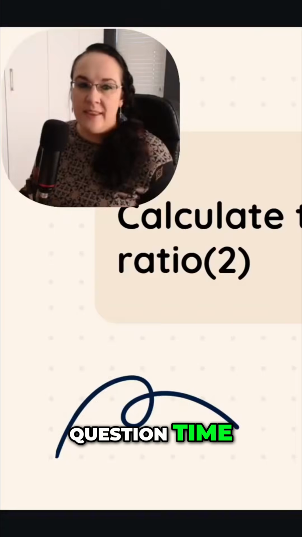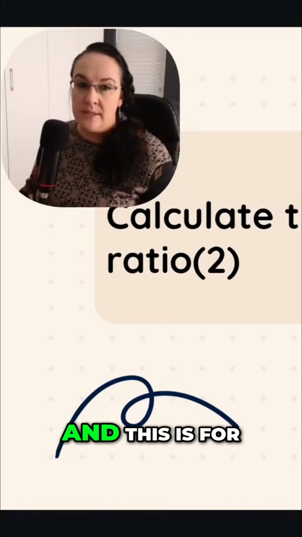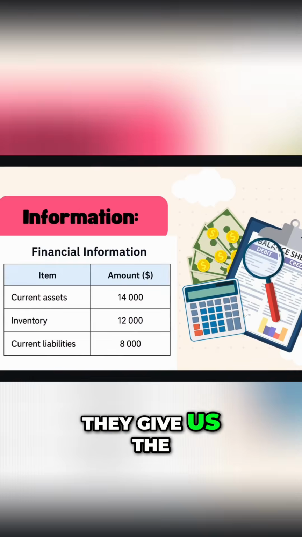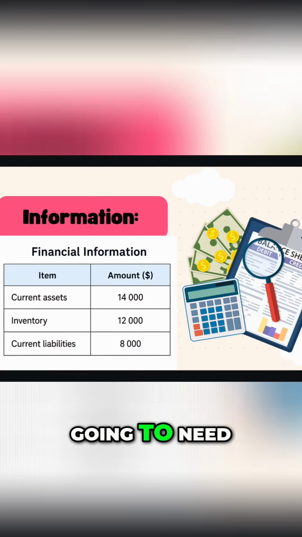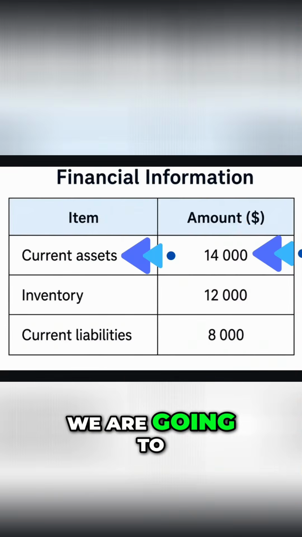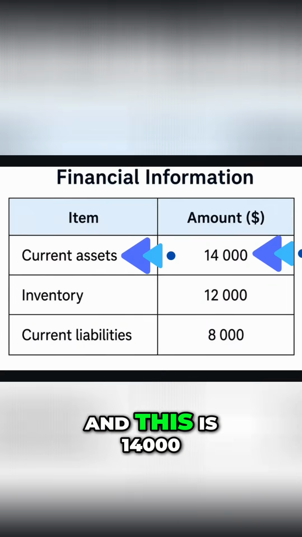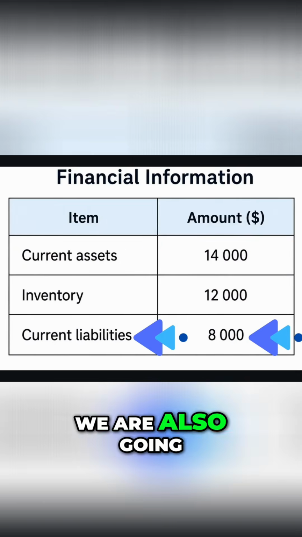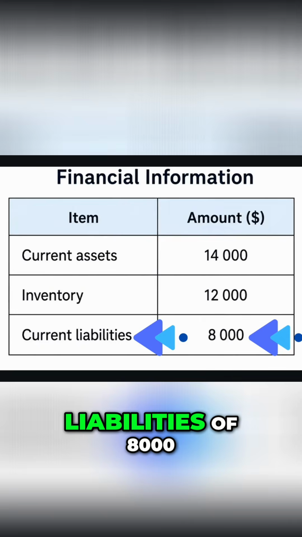Question time! Calculate the current ratio, and this is for 2 marks. They give us the financial information we are going to need, our current assets, inventory, and current liabilities. We are going to need the current assets, and this is 14,000. We are also going to need the current liabilities of 8,000.